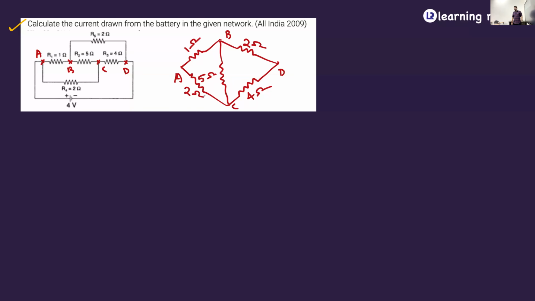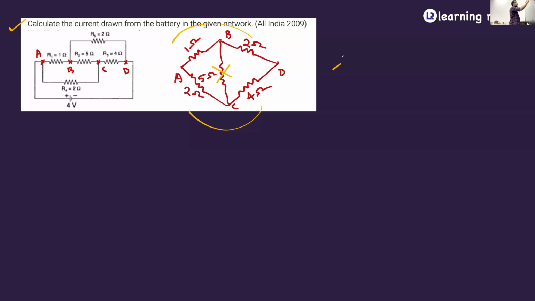So if you observe this, it is a Wheatstone bridge. But the question is, is it balanced or not? It is balanced because 1 by 2 is the same as 2 by 4. So it's a balanced Wheatstone bridge. Whenever you have a balanced Wheatstone bridge, this resistor is open. The current through that resistor is 0, right?